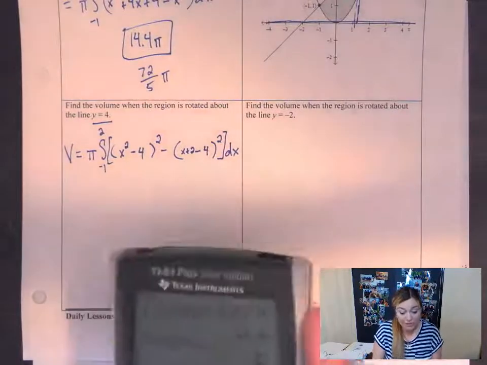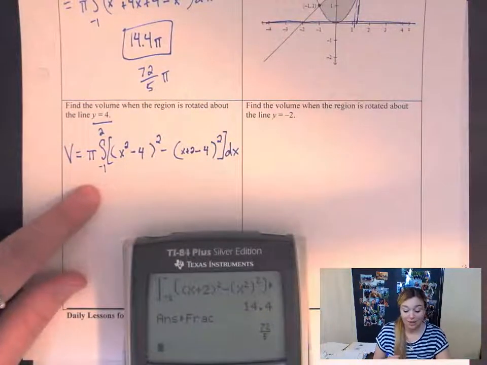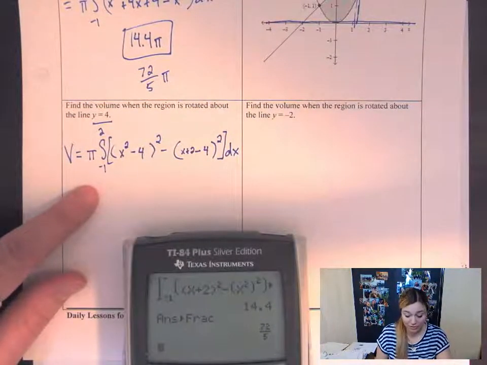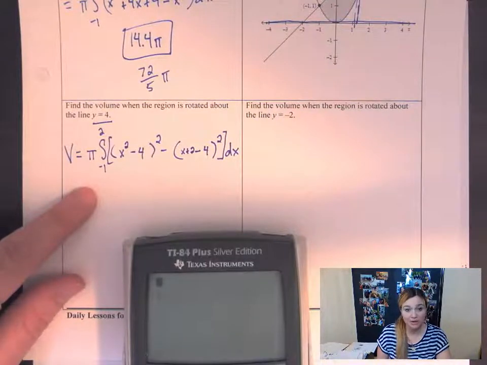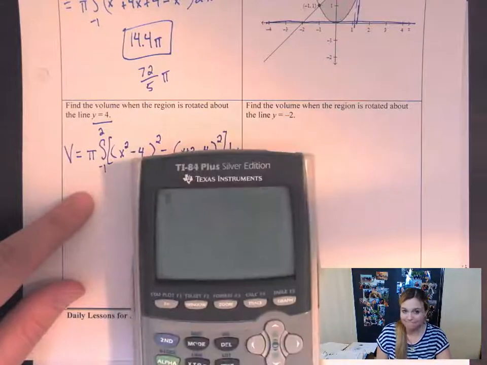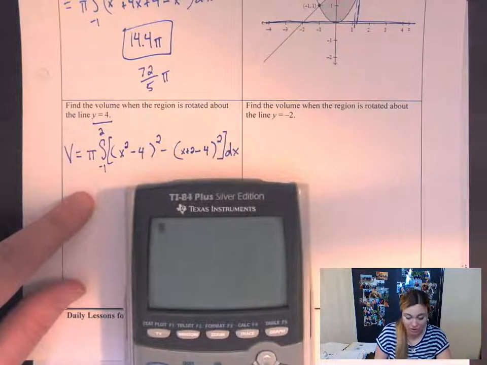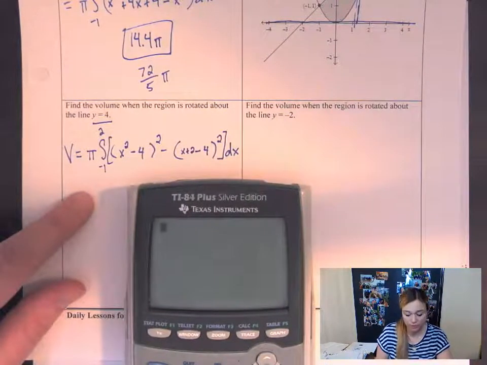You could do this by hand. You could actually simplify all this out, find the antiderivative, and if you're like, I want to do that, I need that practice, do that now. Pause this, do that now. But if you're like, nah, I'm cool to just put this in my calculator, don't just watch me do it, you should do it too.